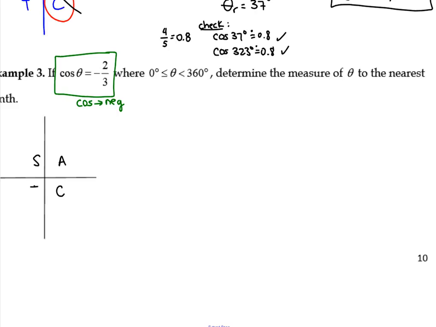C-A-S-T. Now remember, CAS tells us when they're positive, right? So where would cos be negative? S-T. S and T. So if it's positive in 1 and 4, it means it's negative in the other two, 2 and 3. Okay? So now we know our quadrants are going to be 2 and 3. That's our first step. What's our next step? Find the reference angle.